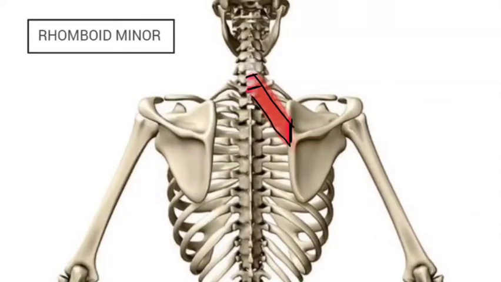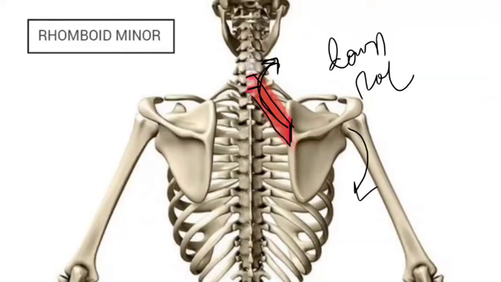About your rhomboid minor, its action would be to elevate the medial border of the scapula. Okay? So it's the same thing as the levator scapulae. It can elevate the medial border. And when the medial border is elevated again, the glenoid fossa goes down, causing a movement of downward rotation. So again, when the medial border is raised up, the lateral border goes down, causing the same movement, which is downward rotation of the scapula. Okay, your rhomboid minor is being innervated by your dorsal scapular nerve.